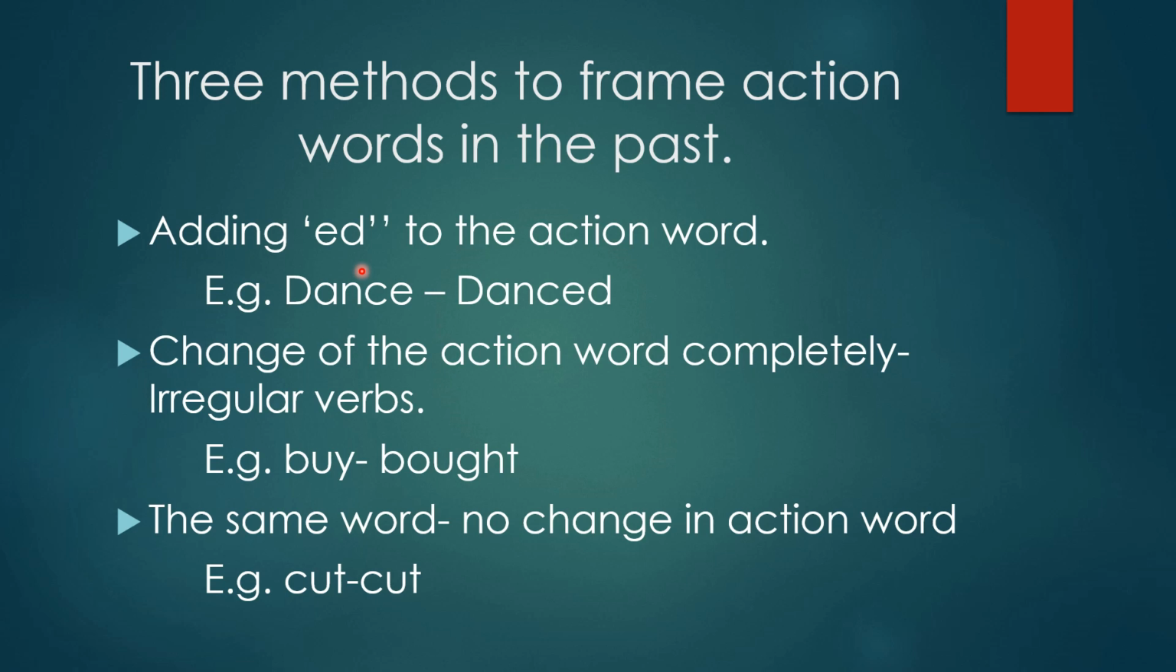This is one type. The next type is called irregular verbs. For example, for buy, it is bought. For write, it is wrote. For eat, it is ate. So there is a change of the action word completely. The word itself will be changed completely in order to get its past form.